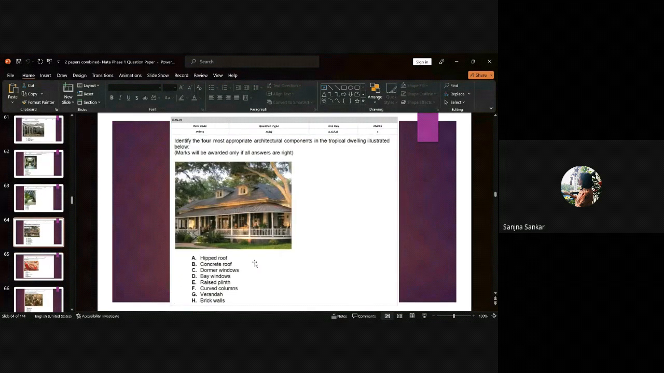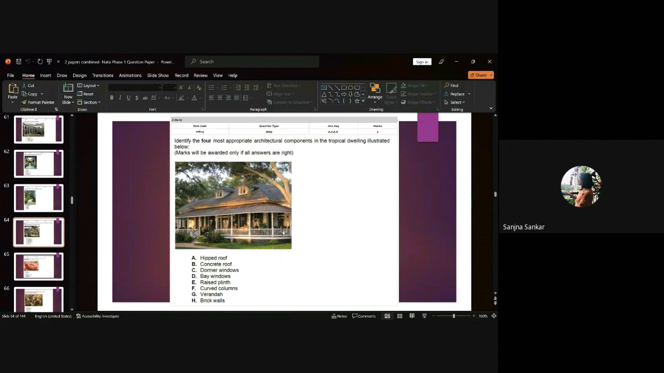The question: identify the four most appropriate architectural components in the tropical dwelling illustrated below. Here, in the image, we have to identify the four most appropriate architectural components. So first of all we can see a hip roof, so option A. Then we can see dormer windows. Then there's raised plinth. And then we can see veranda.